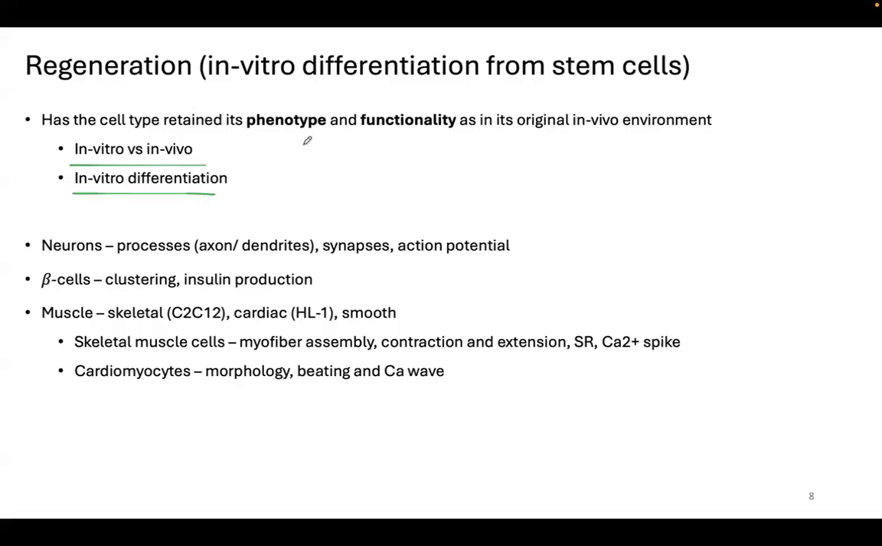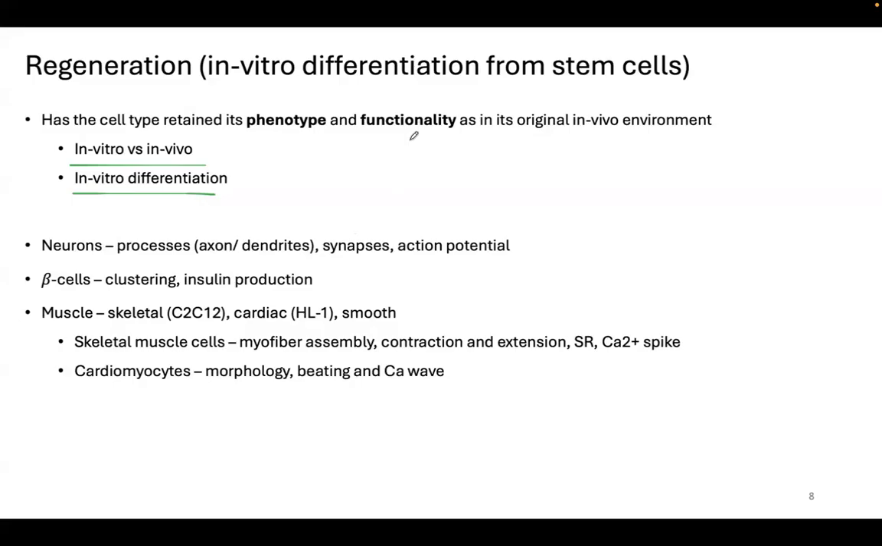The first is phenotype. So for neurons, do they grow axons and dendrites? And the second thing is functionality. Do they make functional synapses? Are the neurons connecting with each other, are the neurons firing an action potential that would then be given to the next neuron through these functional synapses? So both phenotype and functionality need to be retained.